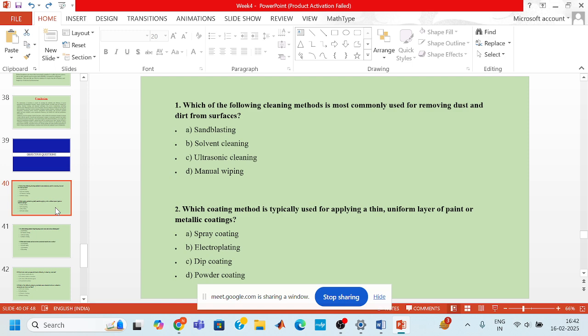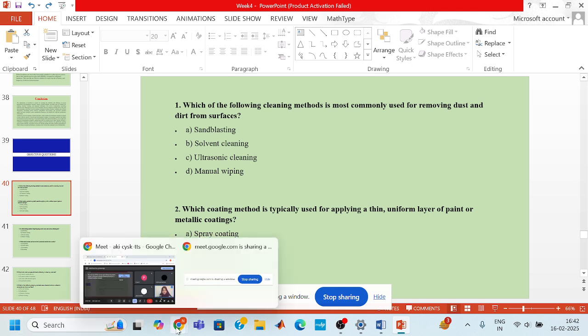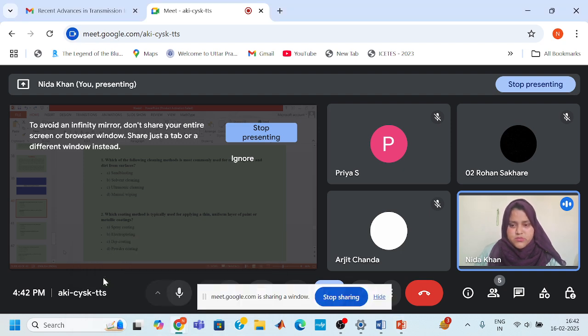First, which of the following cleaning methods is the most commonly used for removing dust and dirt from surfaces? First is sandblasting, second is solvent cleaning, third is ultrasonic cleaning, fourth is manual wiping. You can unmute yourself and give me the answer, whatever you are thinking. Okay, what could be the answer? Sandblasting, solvent cleaning, ultrasonic cleaning, manual wiping. Anyone?